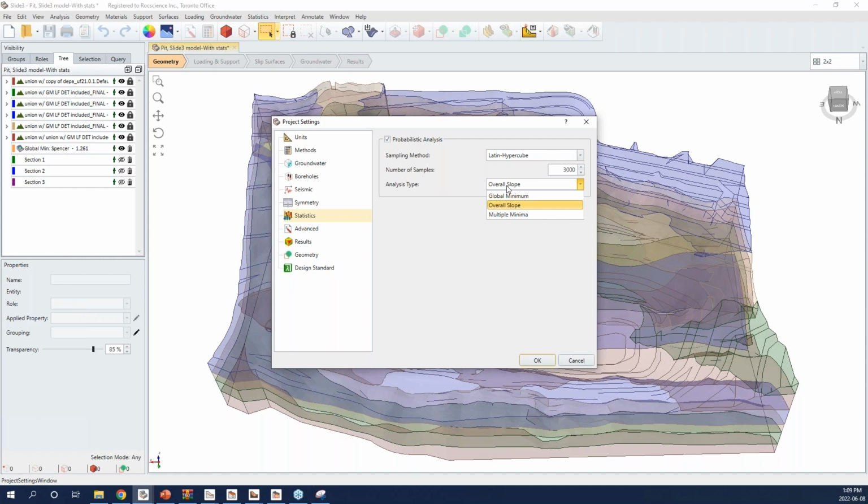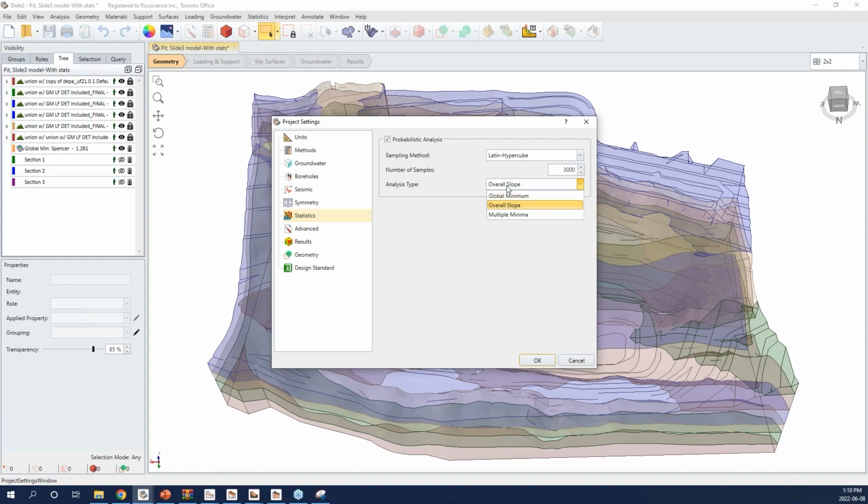We have 3 different analysis types in Slide3 as well: global minimum, overall slope, and multiple minima. Multiple minima is unique to Slide3. Starting from the top, global minimum means that you find the critical deterministic factor of safety and slip surface, keep it, and then when you sample your input parameters, you calculate factor of safety only for that slip surface. And then at the end, you calculate probability of failure.